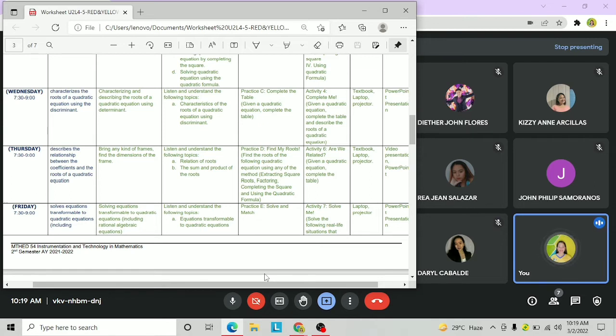Find the roots of the following quadratic equations using any of the methods: extracting square roots, factoring, completing the square, and using the quadratic formula. And for the assessment, Activity 6, Are We Related?: given an equation, complete the table. And for the ICT integration, for hardware, we have textbook, laptop, and projector. And for the software, we have video presentation and PowerPoint presentation.